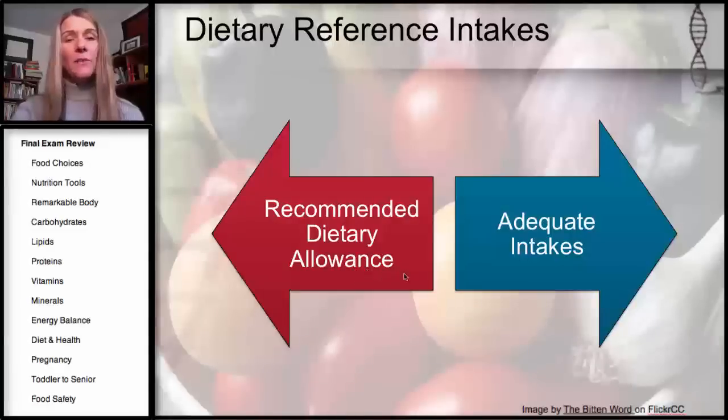Remember, the RDA, the recommended dietary allowance, has the most research. So I'm going to call it the research bedrock. A lot of research supports the recommendations. If you ever see an AI, or adequate intake, it means that it's more of an educated guess based on the research. It may not have as much research as we'd like, and therefore we can't really make an RDA.